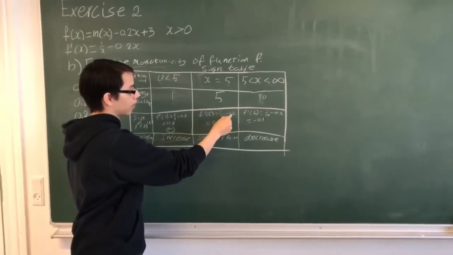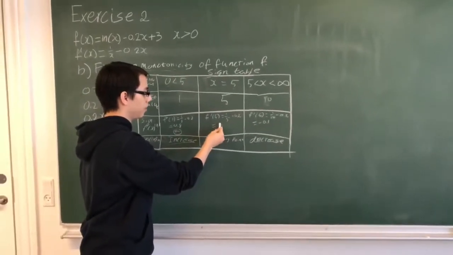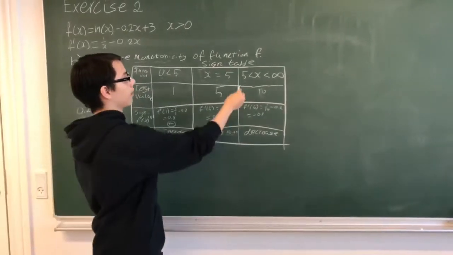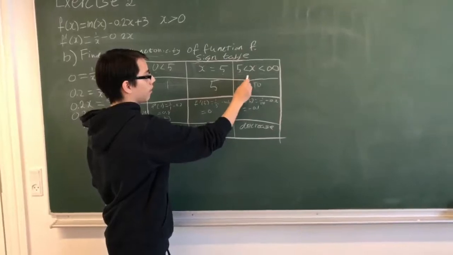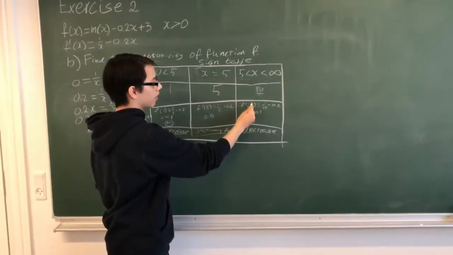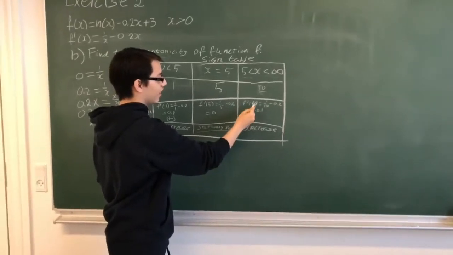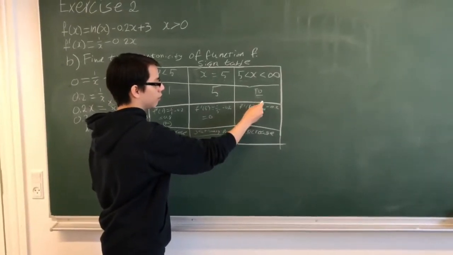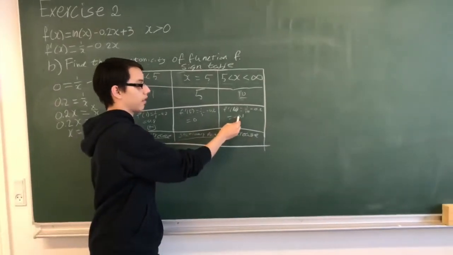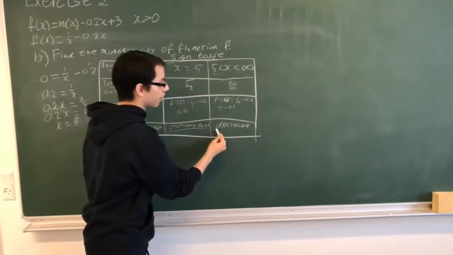Then at x equals 5, we plug in 5, so f dash of 5 equals 1 over 5 minus 0.2, which is 0. For the last interval, we have the test value of 10, so we put 10 in here, so f dash of 10 equals 1 over 10 minus 0.2, which is equal to minus 0.1, which means we have monotone decrease because it's negative.